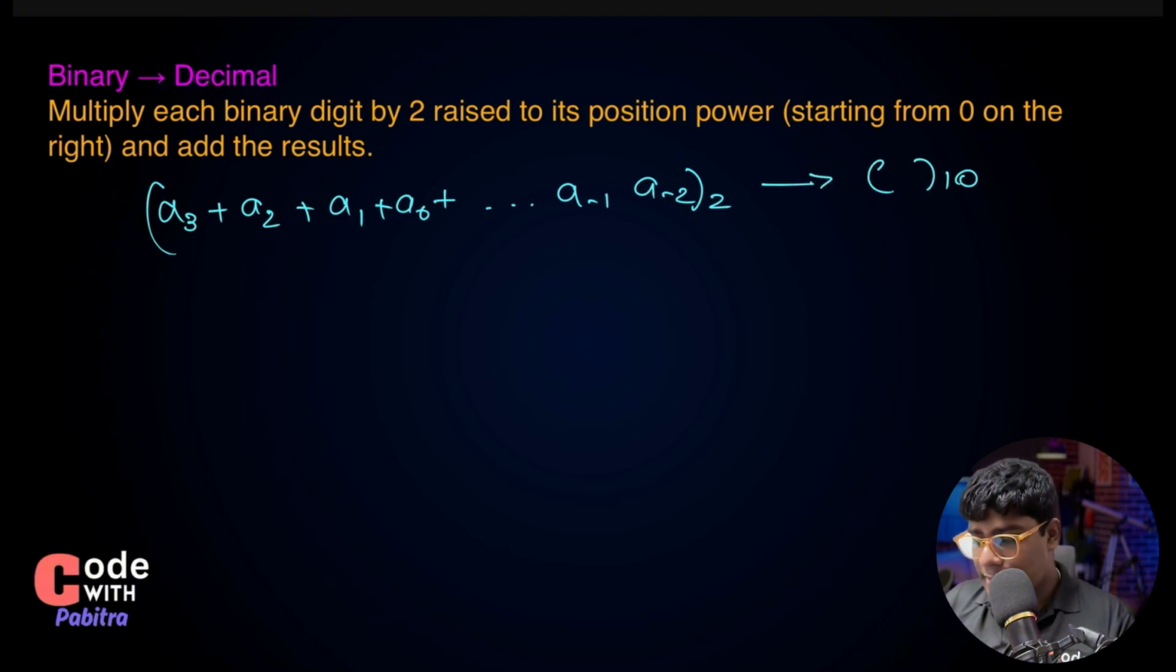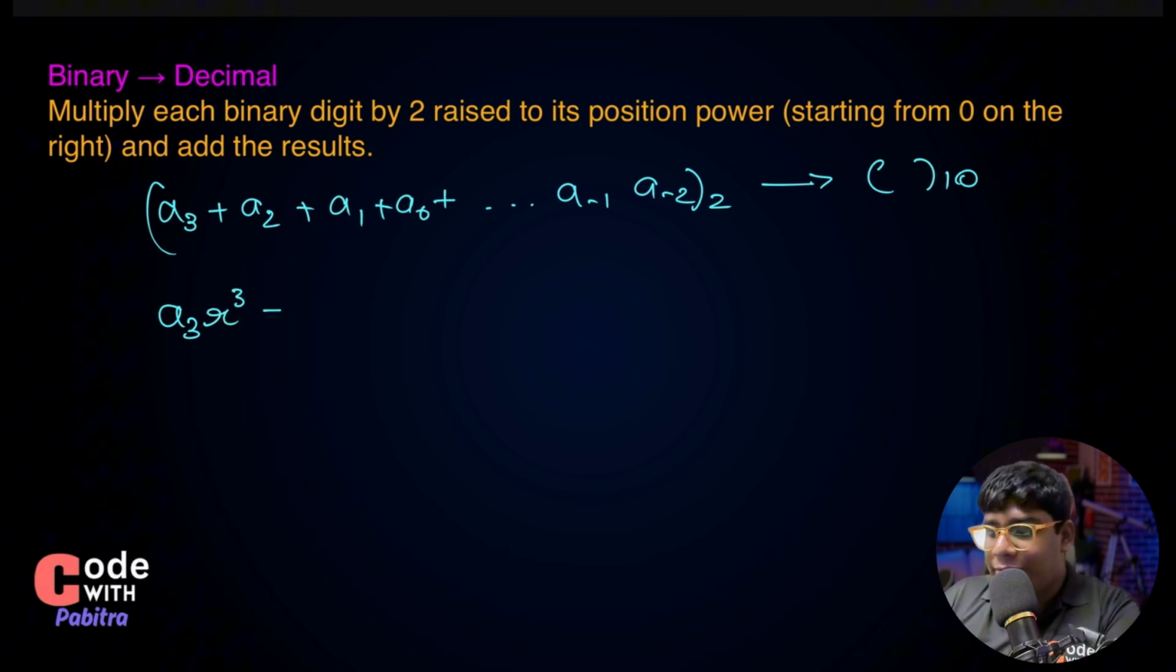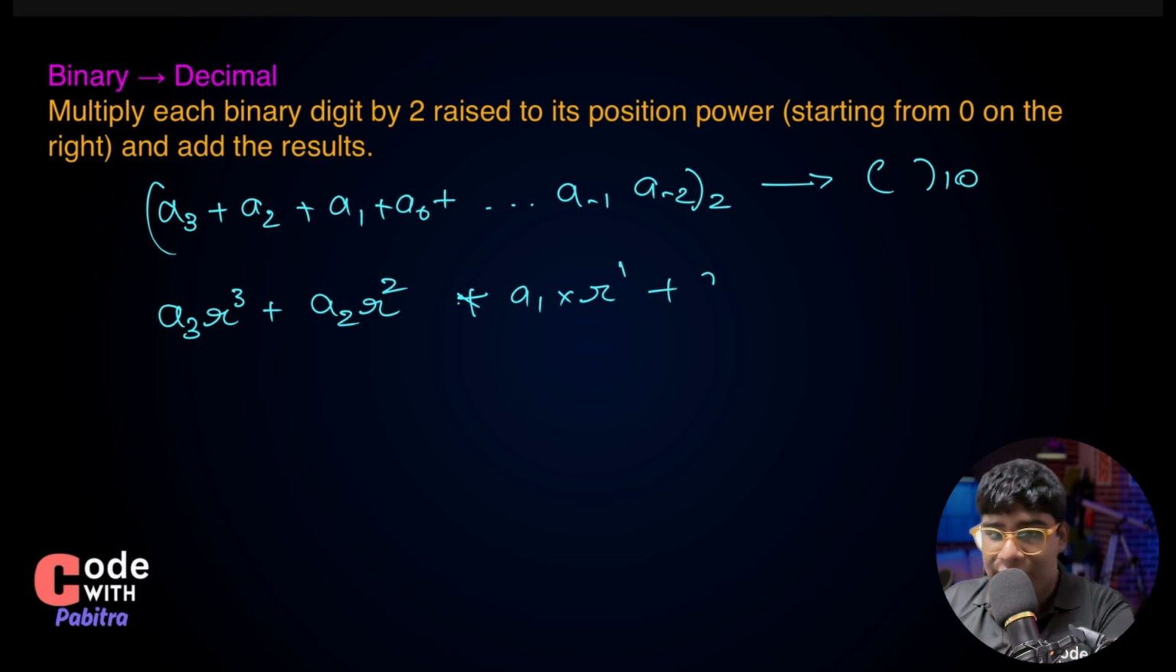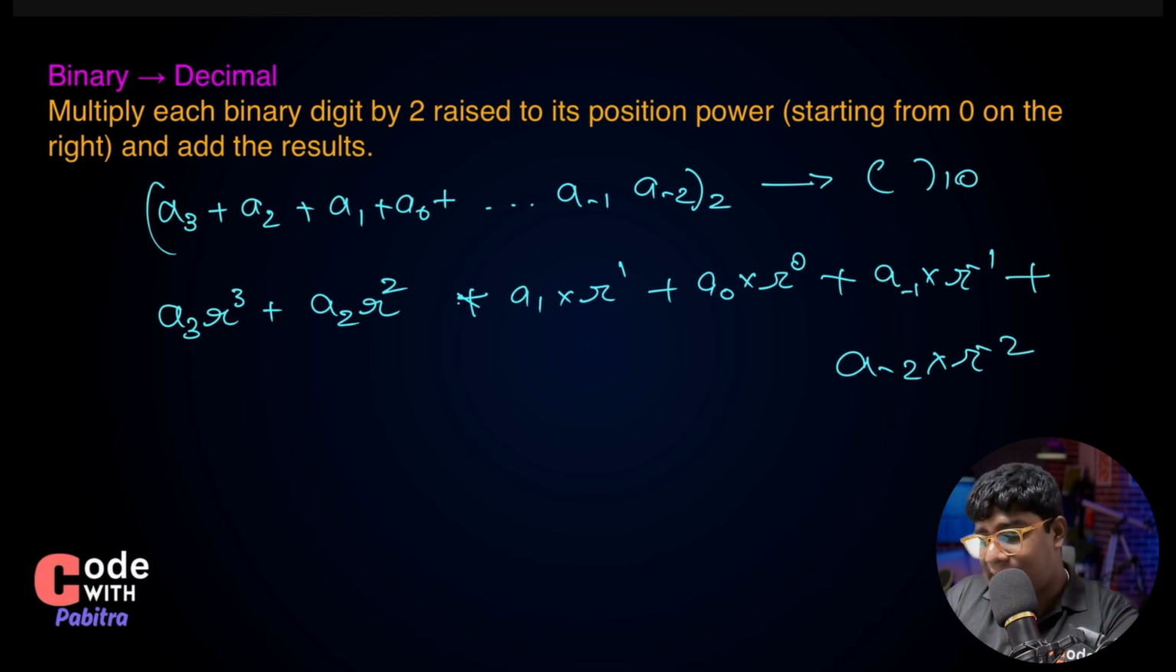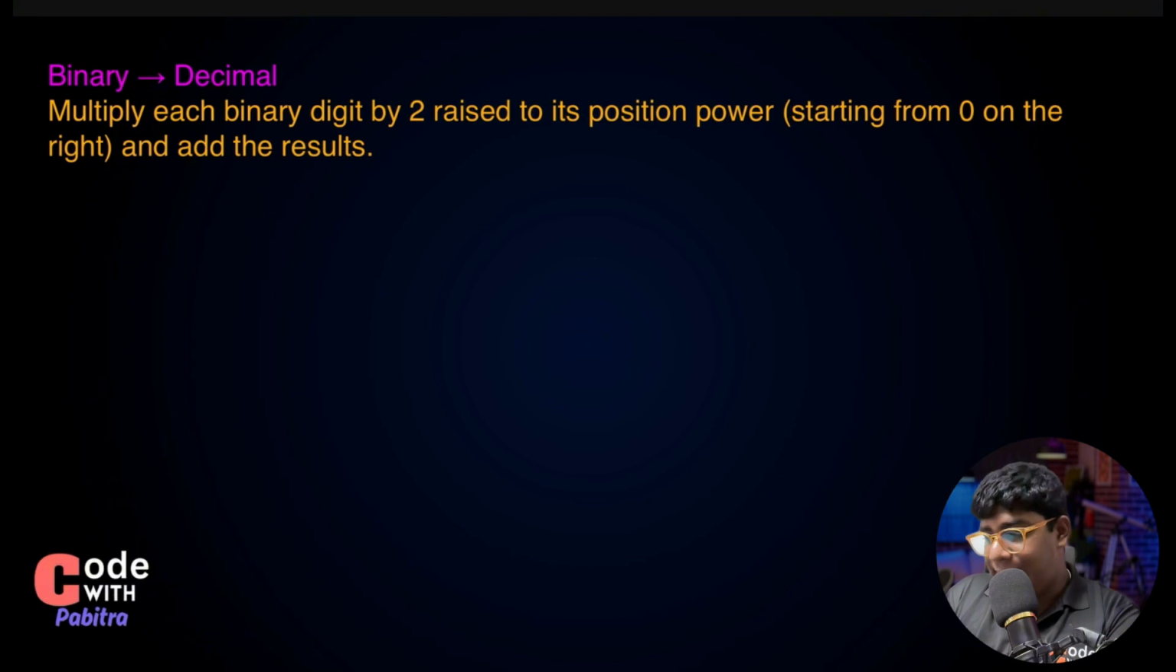What does this mean? This means a3 r cube plus a2 r square plus a1 into r to the power 1 plus a0 into r to the power 0 plus a minus 1 into r minus 1 plus a minus 2 into r minus 2. Okay, you probably didn't understand what I wrote. So let's take one example. Suppose we have the binary number 1010, and now we have to convert this to decimal.